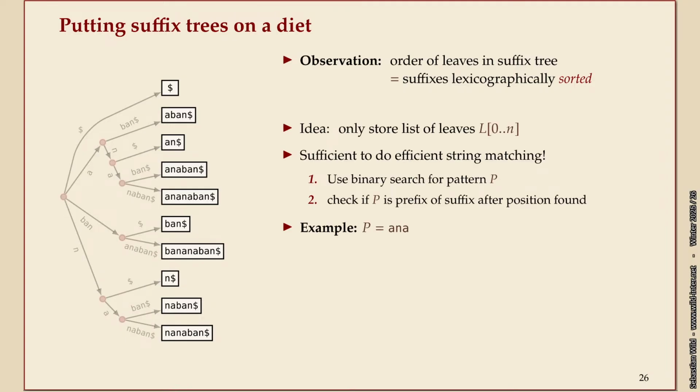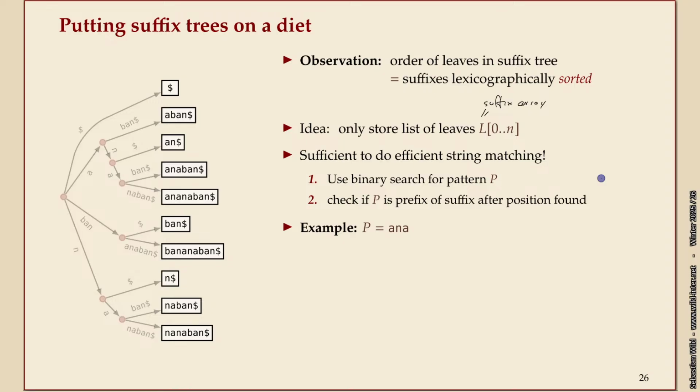Now, how about we just forget about the tree and only use this sorted order of the suffixes? I'll call this the leaves array, L for leaves. Other texts call this the suffix array. That's the same thing. And you'll see in a second that there's another array where it's very easy and inviting to confuse the two. And so my hope is that this is more mnemonic than just calling it suffix array.